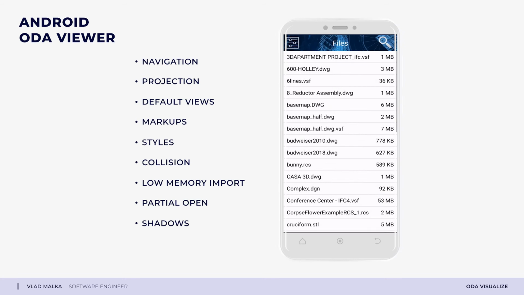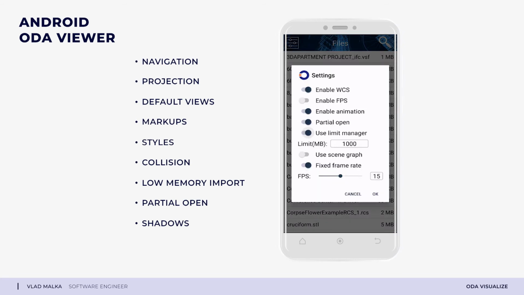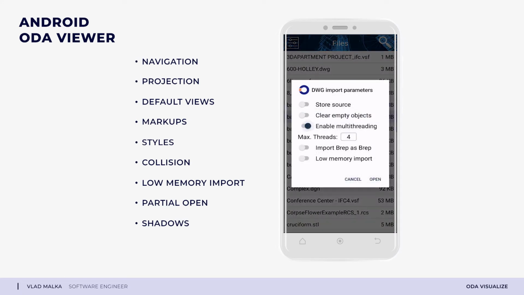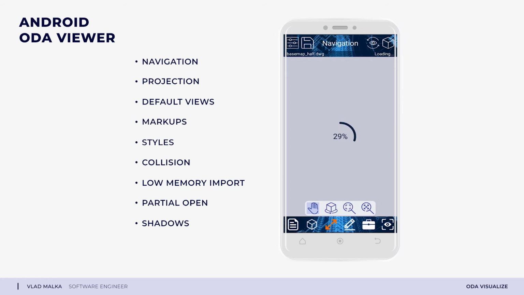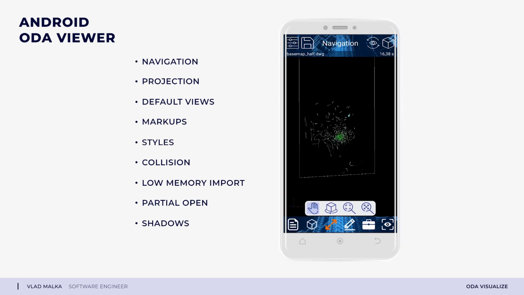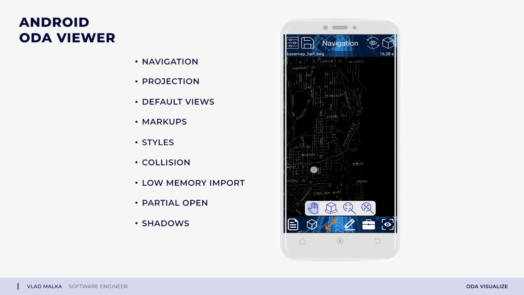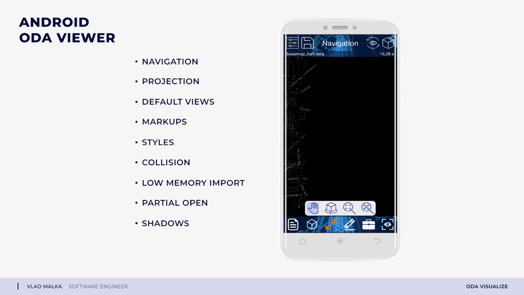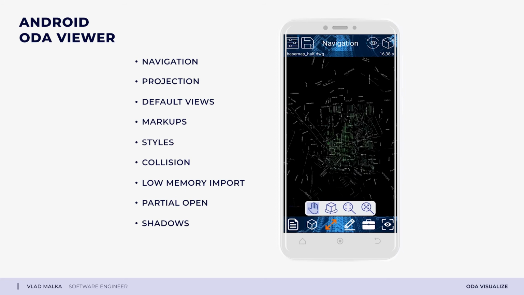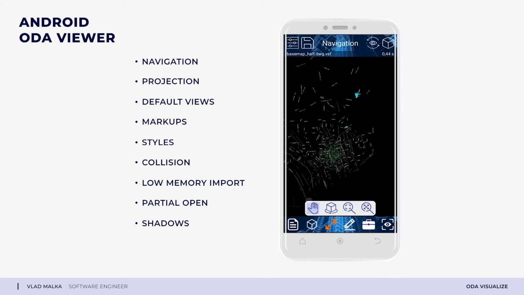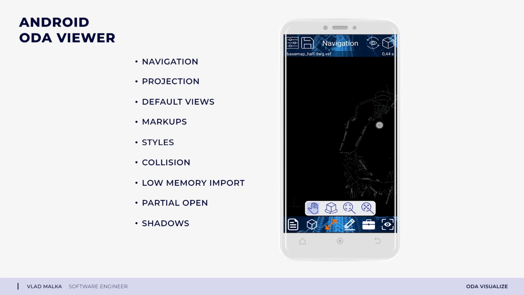The next feature refers to DWG import parameters. This is low memory import. This parameter allows opening DWG files in limited memory mode. In this mode, geometry loading is partial and stops when memory exceeds the specified value. After low memory import, a VSF file is created with partial indexes. It allows the next time to open the VSF file fast and perform the same actions with the file.